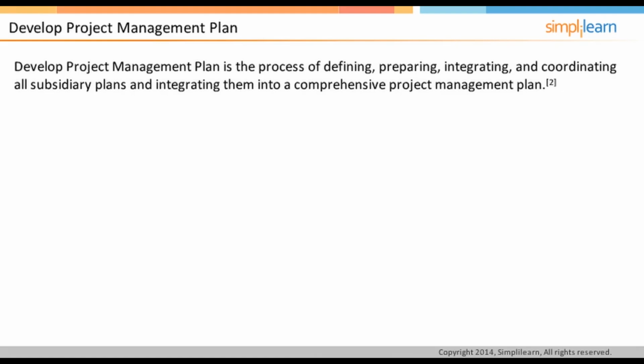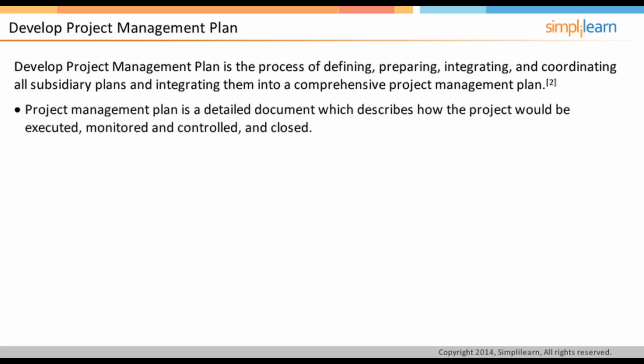This is the process of documenting the actions necessary to define, prepare, integrate, and coordinate the subsidiary plans. Examples of subsidiary plans are Project Time Management Plan, Project Cost Management Plan, Project Human Resource Management Plan, etc. The Project Management Plan does not just describe when the project would start, what activities should be done, and when the project would get over. It is a detailed document and describes how the project would be executed, monitored, controlled, and closed.